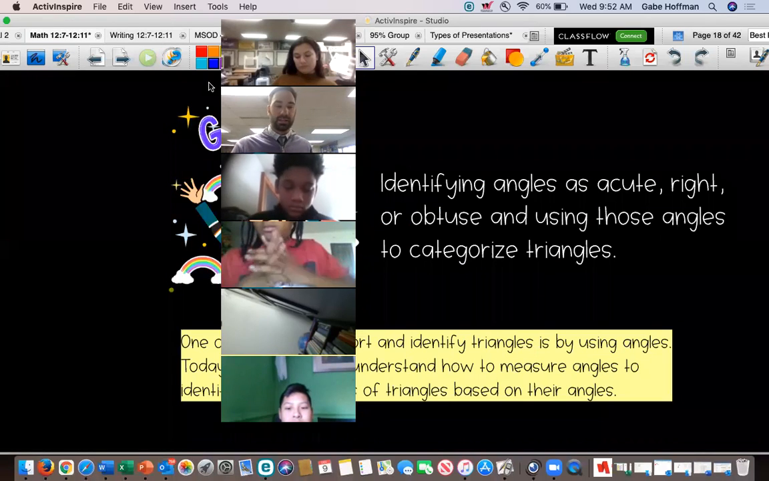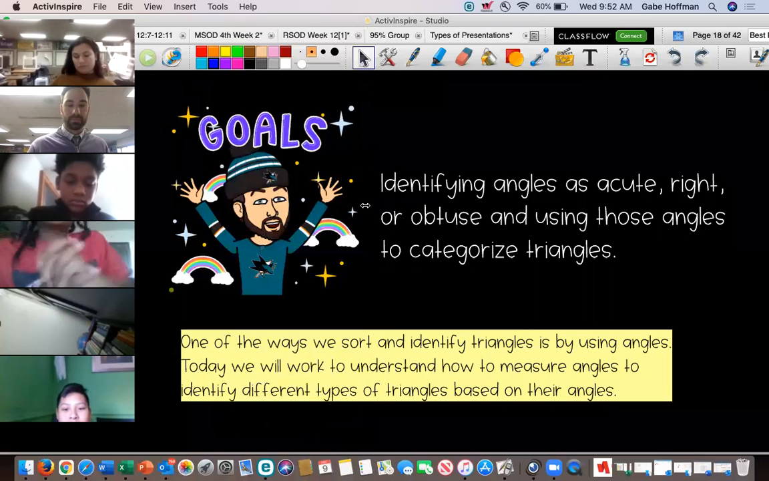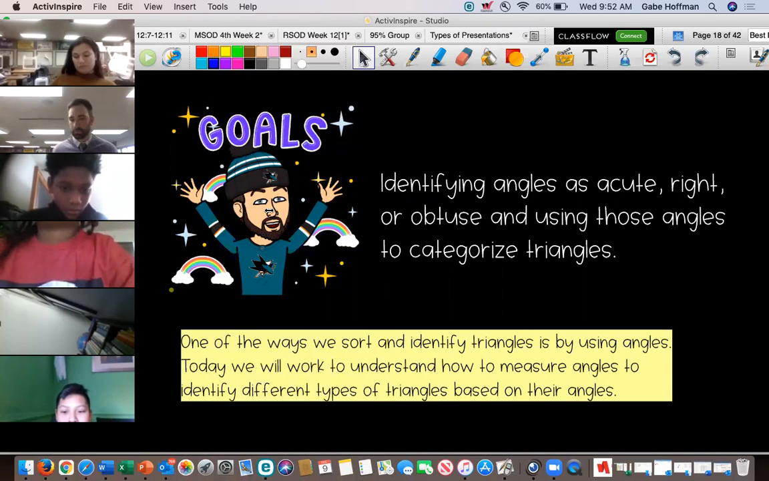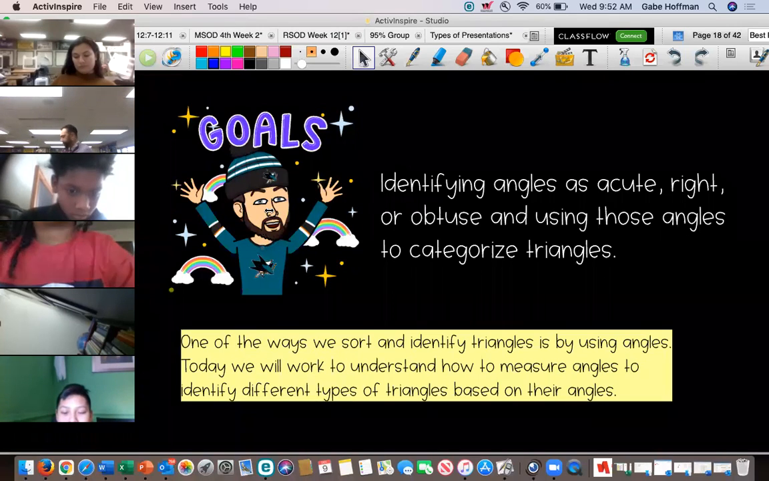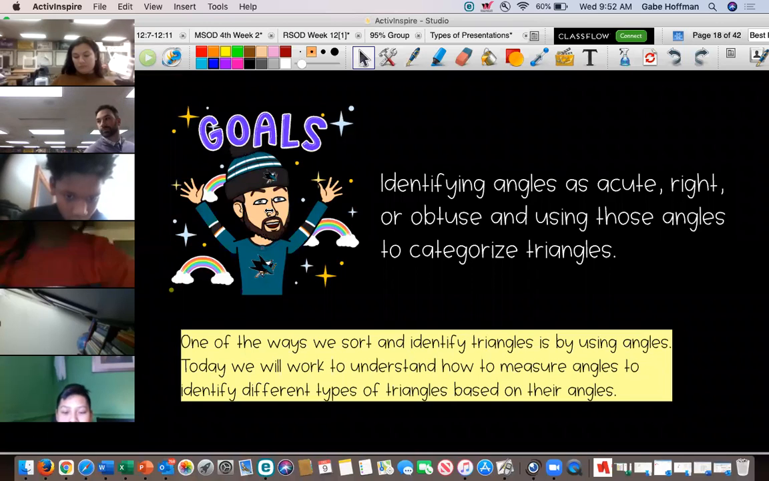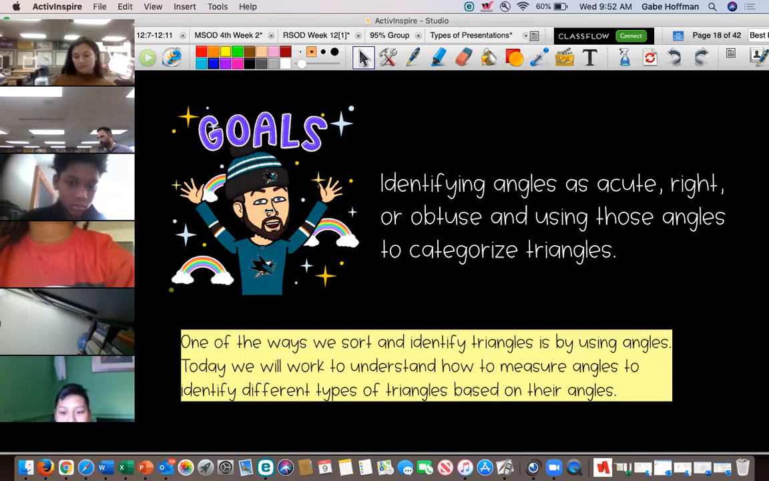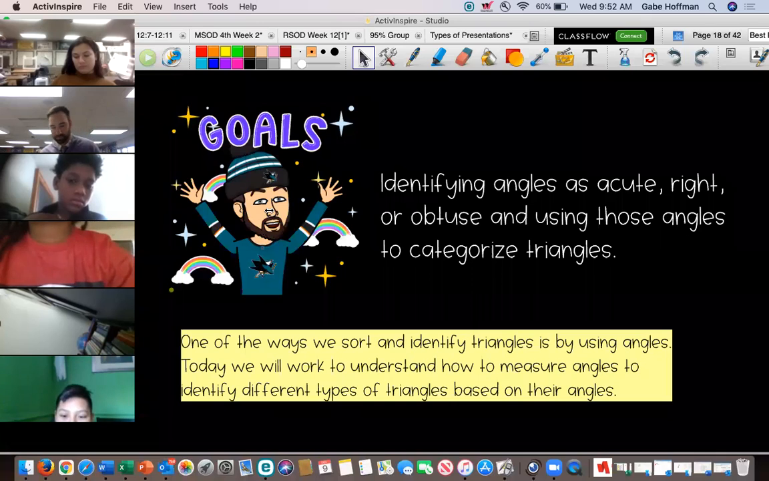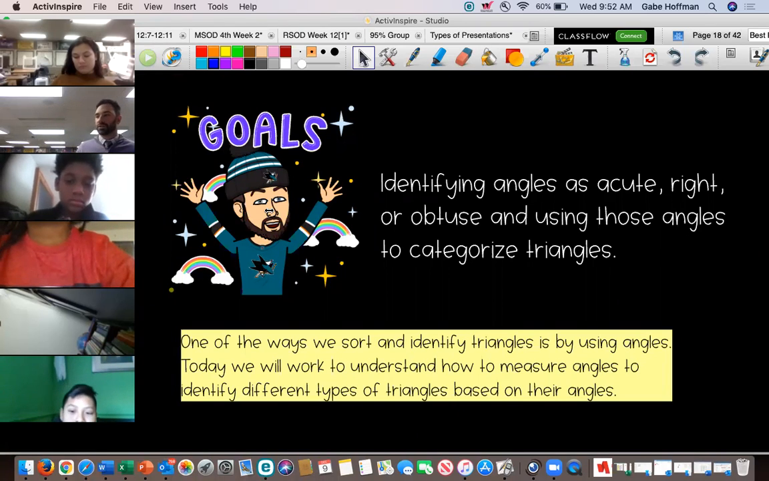Alex J, can you read today's goal for me, please? Identifying angles as acute, right, or obtuse, and using those angles to categorize triangles. Very good. The triangles part is going to come tomorrow, okay?